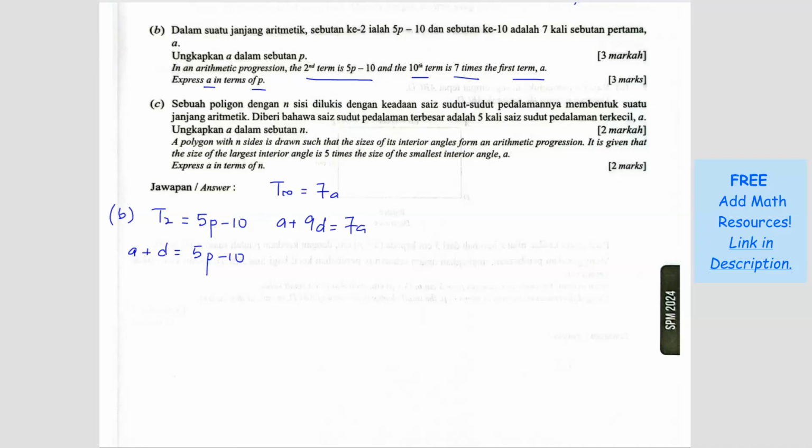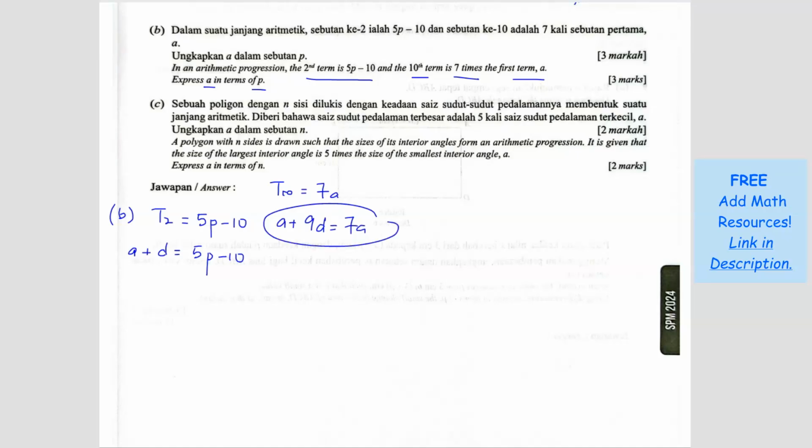Same concept: if term 2 means A plus 1D, then if you are looking for the 10th term, it will be A plus 9D. They want us to express A in terms of p, so there should be no more D in the equation. If there's no more D, that means we have to substitute D so that we can remove D from the equation.